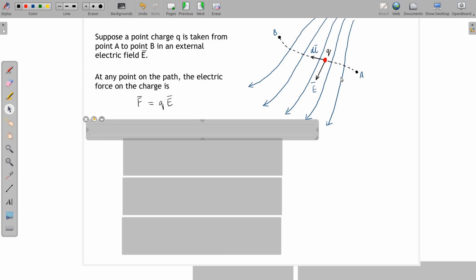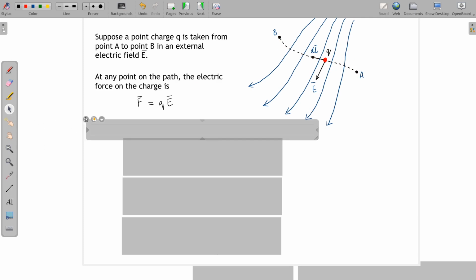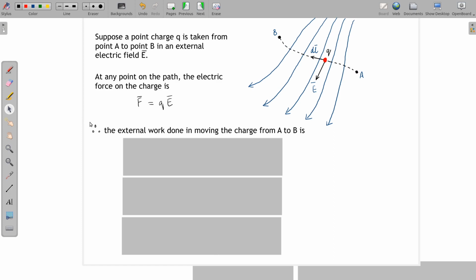Now obviously the path that is shown here is not going to be the path followed by the charge if you just leave it alone, at the mercy of the electric field. Obviously the charge cannot move like this. The charge is going to move along the line of force. But if we want the charge to move along this path, then we have to apply some external force. That means there will be some external work done in moving the charge from point A to point B.